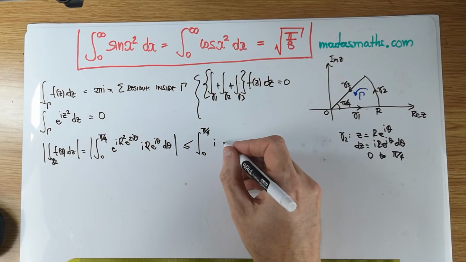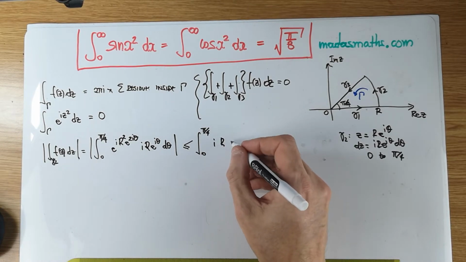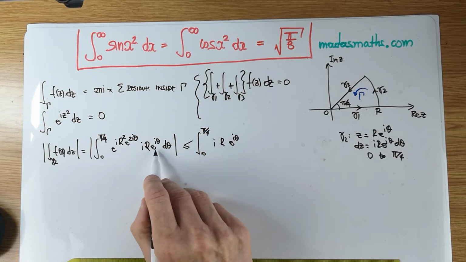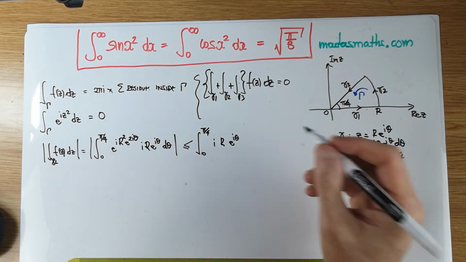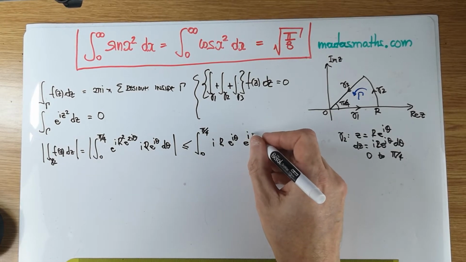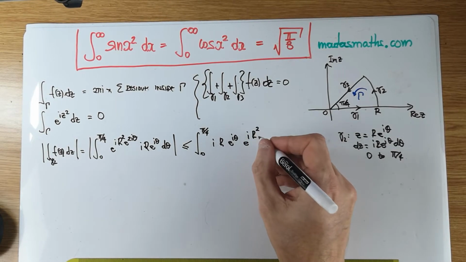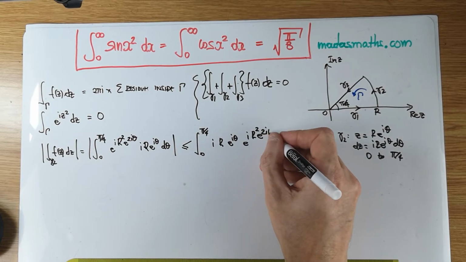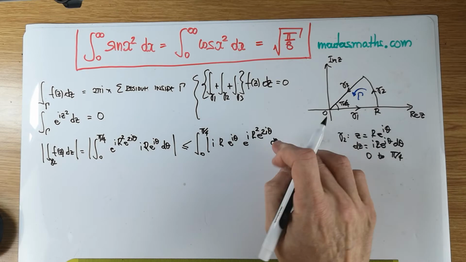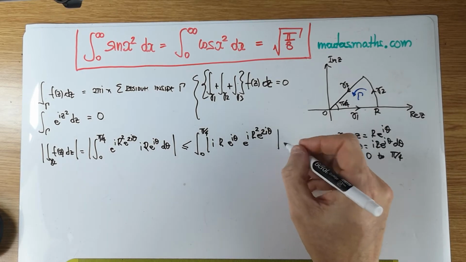So we have i r e to the i theta, that's this bit here. And then that's an exponential within an exponential: i r squared e to the 2i theta d theta. And this is what we've got in there. Let's move that a little bit further.